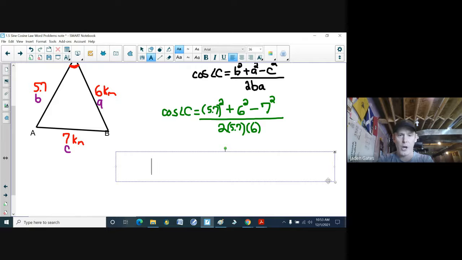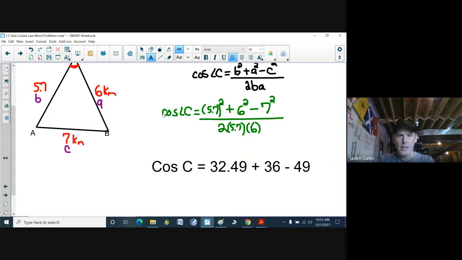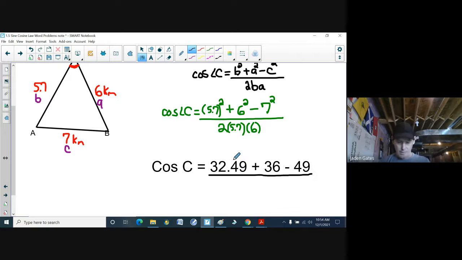So let's see here. We got cos angle C is equal to, let me see here, 5.7 squared. I get, to 2 decimal places, 32.49. All right, plus, well, I know 6 squared is 36, minus 7 squared, 7 times 7 is 49. All right, then in my denominator, again, I got to figure it out. It's not as hard because it's just multiplying 3 numbers. So 2 times 5.7 times 6. And I get 68.4.